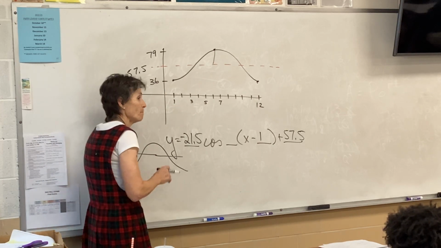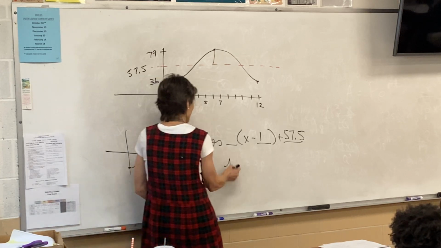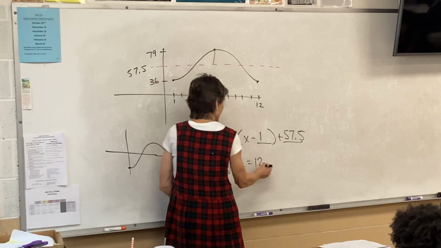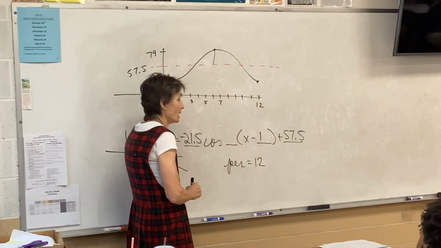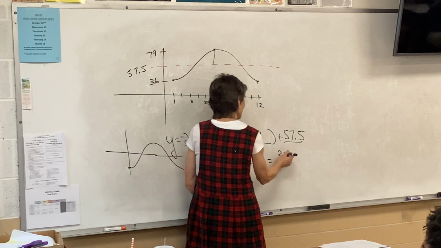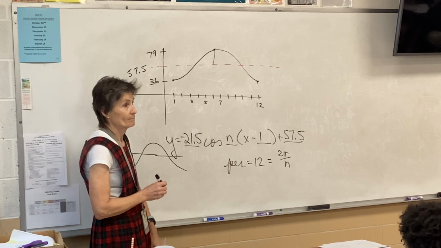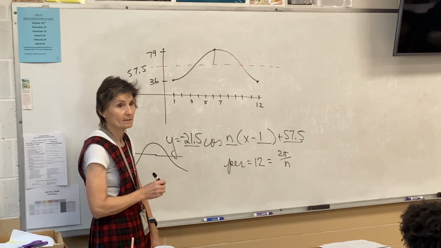Now, what's the period of this function? 12. So here I am. The period's 12. I have no idea what that number is, but I know that if I divide 2 pi by it, I will get the period. That's how you find the period.